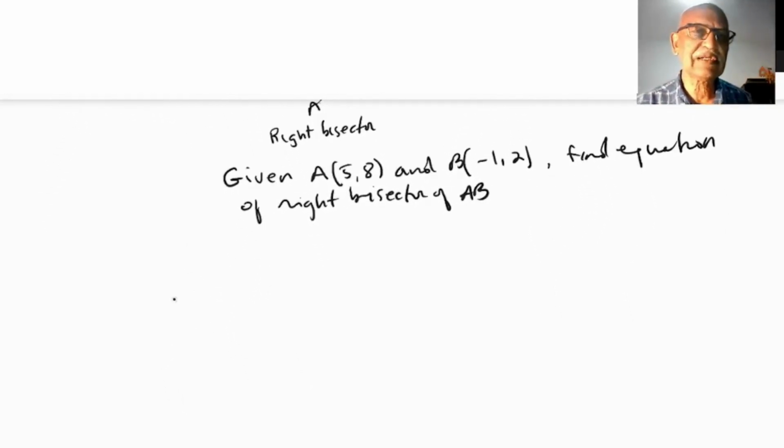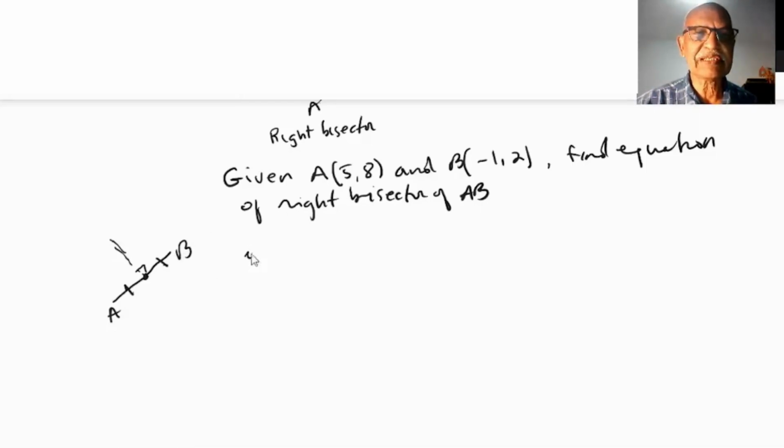So this is a line segment AB. It's given AB. We always have a midpoint. A right bisector divides it into two equal parts, and this is the right bisector, which is 90 degrees. So we'd like to find the equation of this line. The equation of a line is always y equal to mx plus b. Therefore, we have to find m and b.